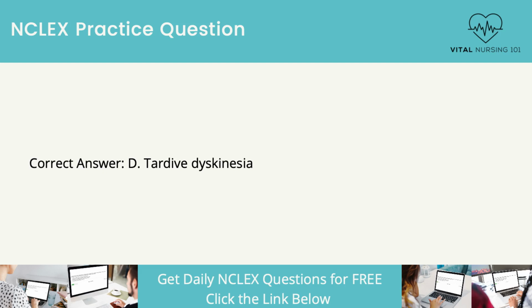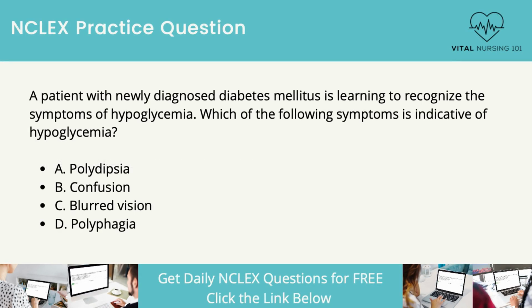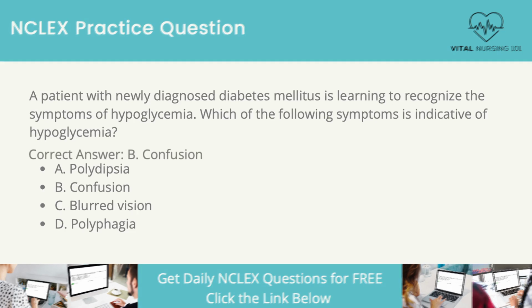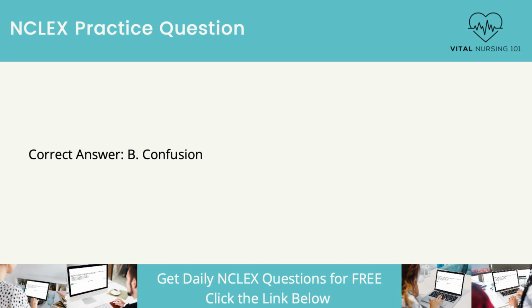A patient with newly diagnosed diabetes mellitus is learning to recognize the symptoms of hypoglycemia. Which of the following symptoms is indicative of hypoglycemia? Polydipsia, confusion, blurred vision, polyphagia. The correct answer is confusion. Hypoglycemia in diabetes mellitus causes confusion, indicating the need for carbohydrates. Neuroglycopenic signs and symptoms are signs and symptoms that result from direct central nervous system deprivation of glucose.